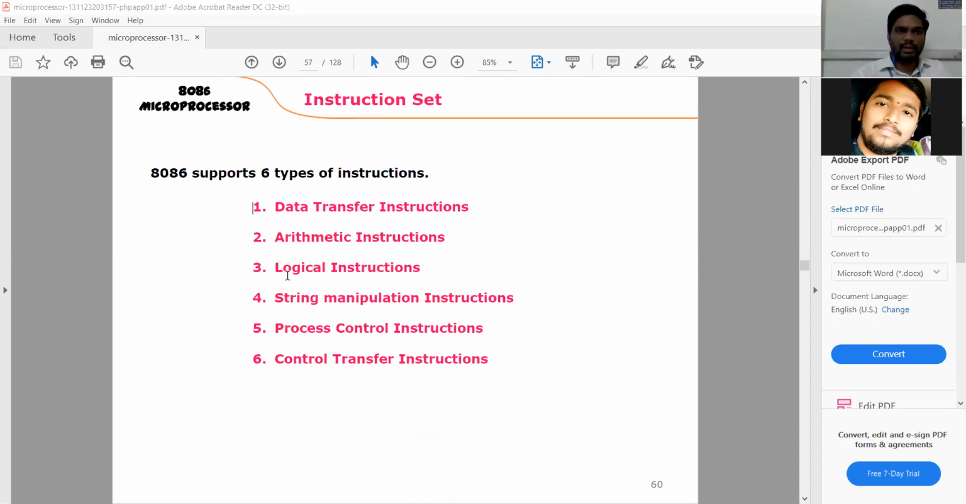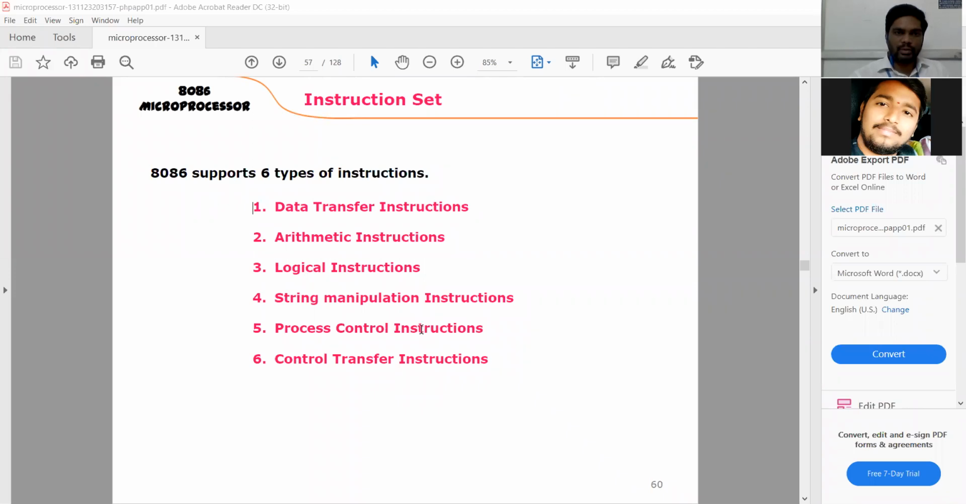Coming to the third category, logical operations. What are all the logical operations we have? Like NAND operation, NOR operation, rotation operation, shifting operation, and complementing operation. These are the operations under the logical category, and they will be performed by the logical instructions. Next is string manipulation instructions. String manipulation means either shifting the string or rotating the string, or filling up a blank. Such operations will be performed by the string manipulation instructions.